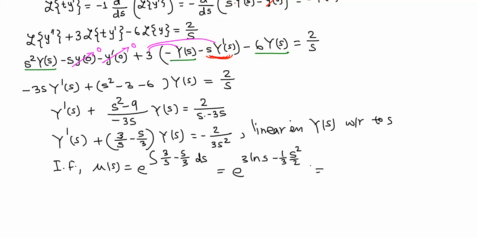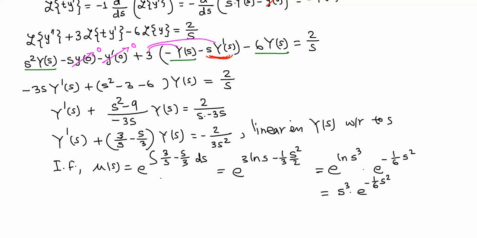Okay, let's separate into two factors. So e raised to 3 ln s, so that's 3 goes here, so e raised to ln s^3 times e raised to negative 1/6 s squared, and e and natural log functions cancel, so we have s cubed times e raised to negative 1/6 s squared.